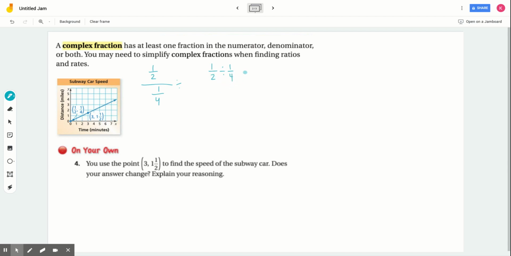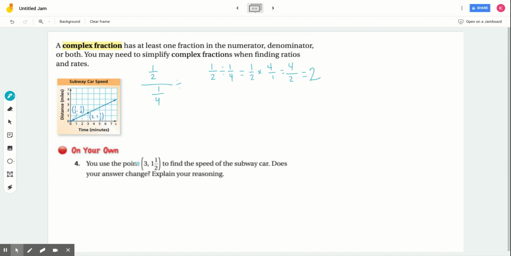Now keep in mind we can't divide by a fraction, but instead we multiply by the reciprocal. The reciprocal of 1/4 is 4 over 1. 1 times 4 is 4, and 2 times 1 is 2. 4 over 2 reduces to 2. So we could say here that the speed might be 2 miles per minute.